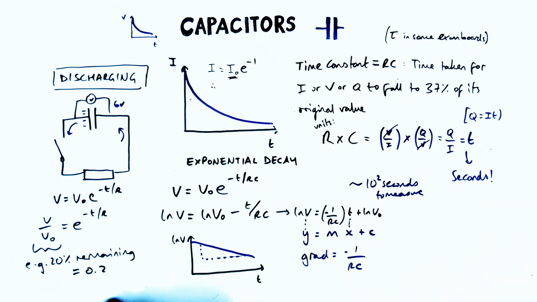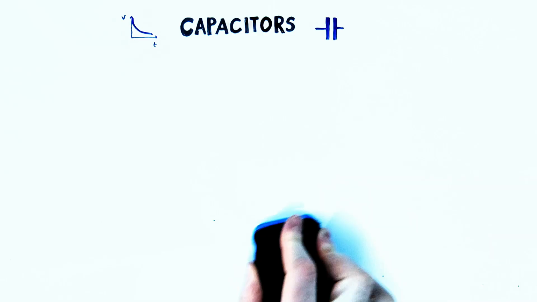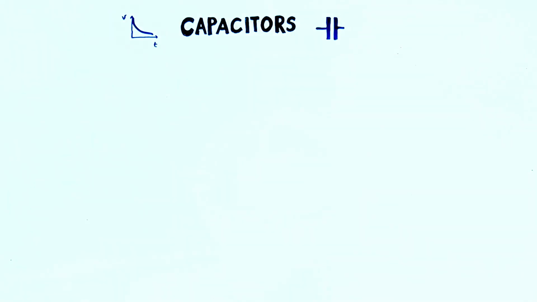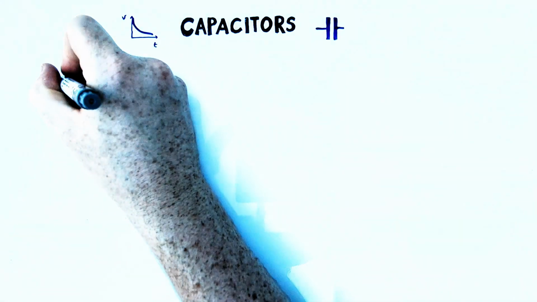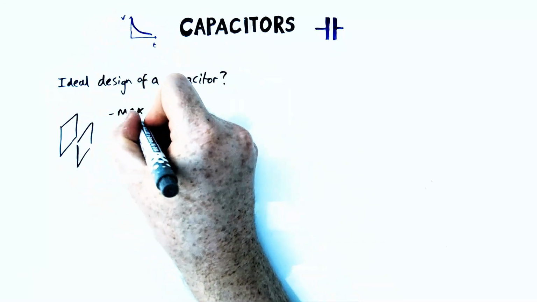And usually I can compare that in the practical to the value it was if I multiply R times C and see how close it was. Next, let's talk about the capacitor itself. What would an ideal capacitor look like to maximize its capacitance?